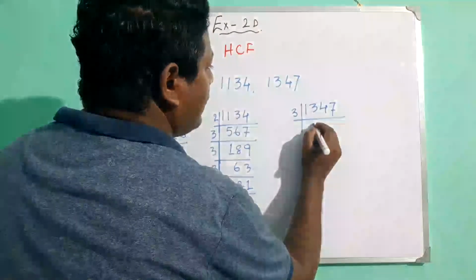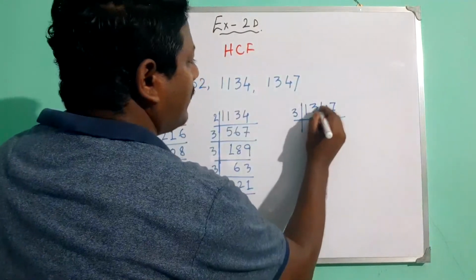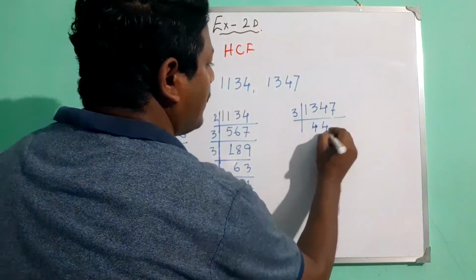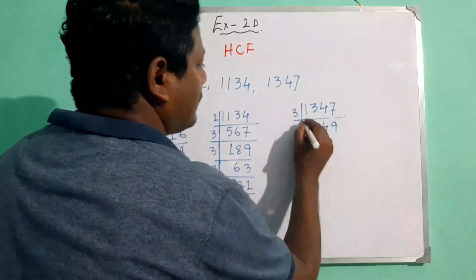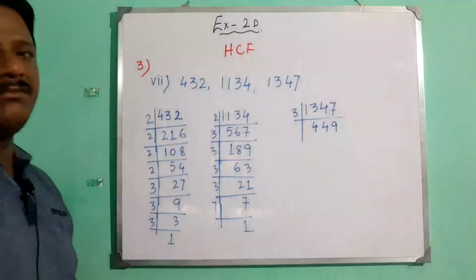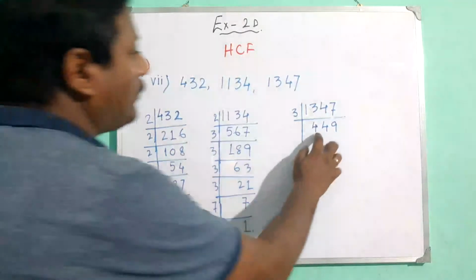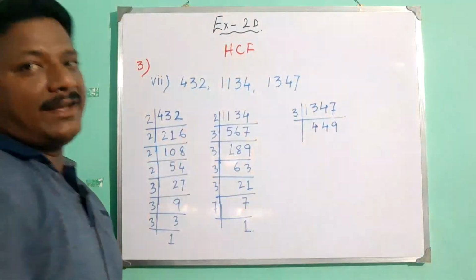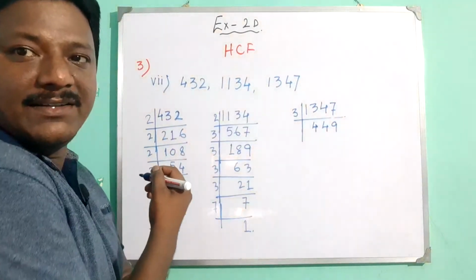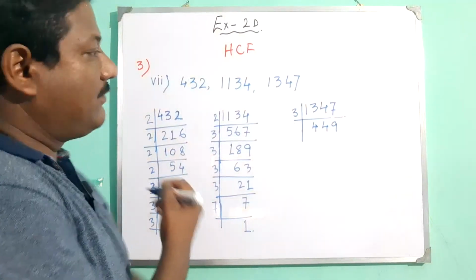Okay. So 3 4s are 12. Again, 3 4s are 12. 3 9s are 27. And then what number should it be divided by? 4, 4, 8 and 9, 17. Okay. It will not go by 3.